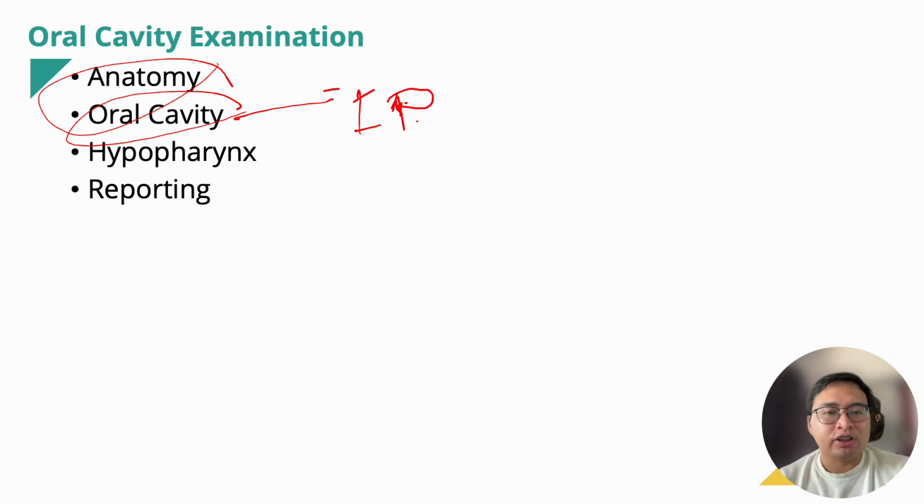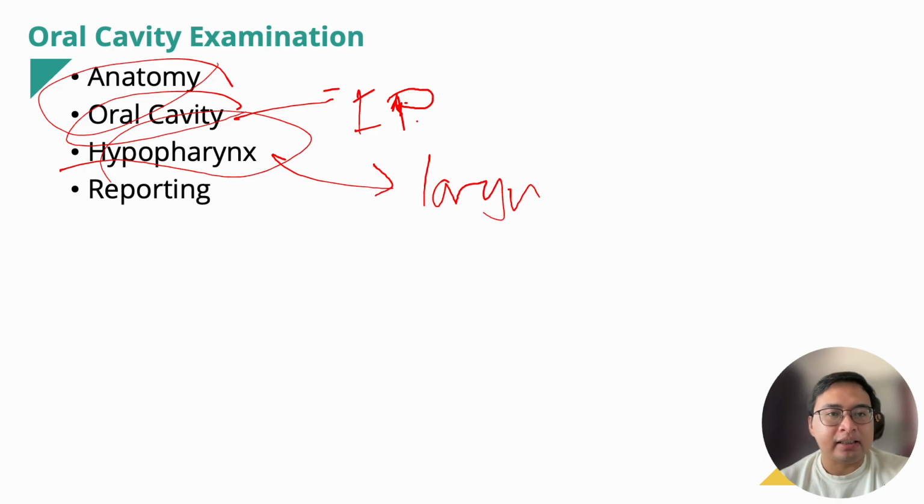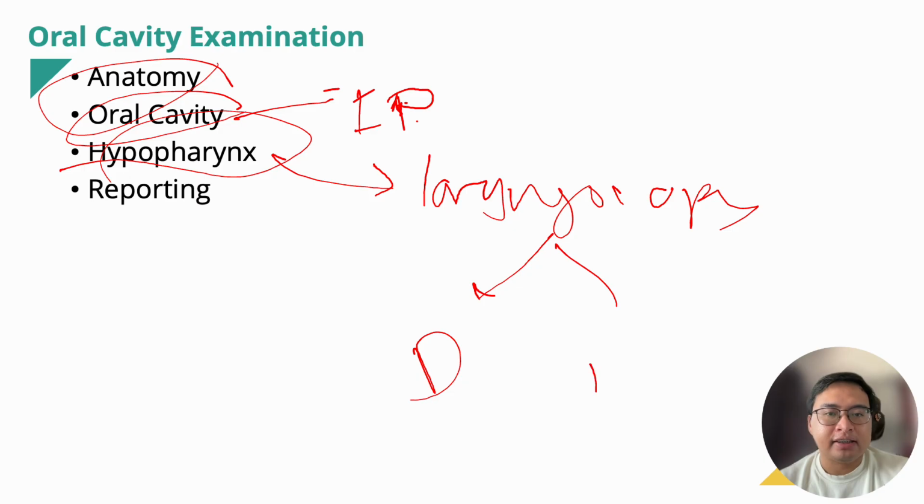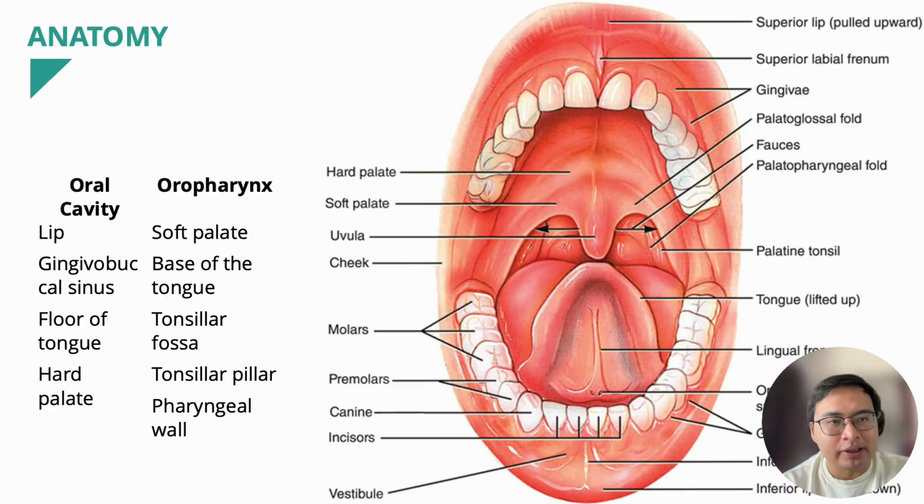Okay. For the hypopharynx, you do laryngoscopy. And it could be done either direct or indirect. Only the other one is done routinely in the oral clinic. And we're going to learn how to do it. Right? So now let's look at the anatomy.